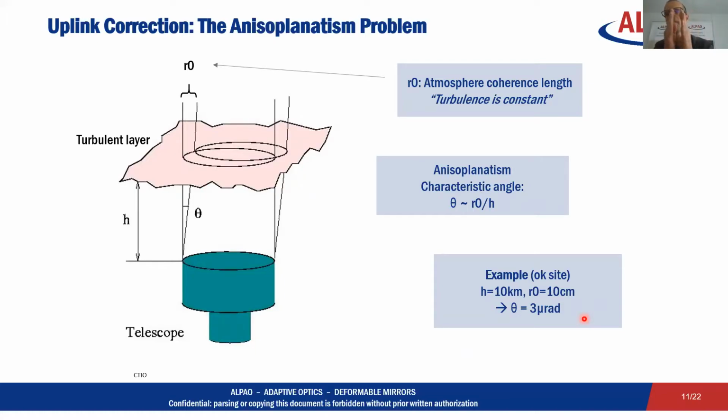So we have to compare this angle to the point ahead angle. And if you remember, for the GEO scenario, the point ahead angle was 20 microradians. So it becomes obvious that there is error introduced into the system due to this anisoplanatism effect. And again, it needs to be considered. It's really the major challenge in the uplink scenario.